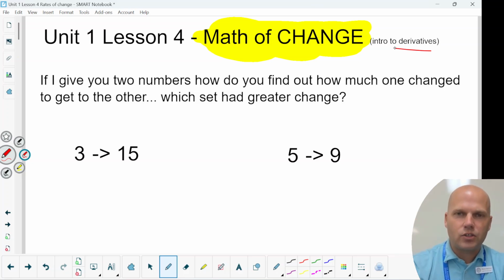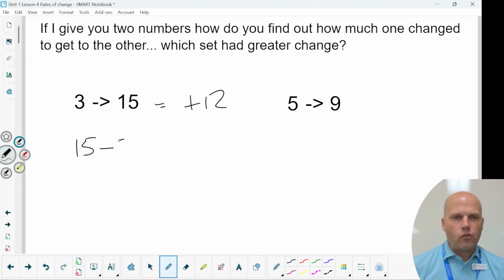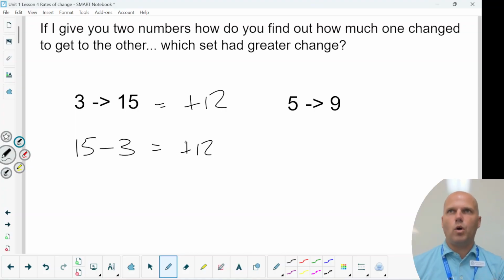What tells you how things are changing in math? Now, if I ask you what is the change, how much did these numbers change, like from 3 to 15 or from 5 to 9? What is the change? Hopefully you would say, well, you added 12. Yeah, and I would agree with you, adding 12 is correct. But how do you get that 12? You subtract to find change. Subtraction shows the distance between, or the displacement between, two numbers. So subtracting numbers shows us the change from one to another.